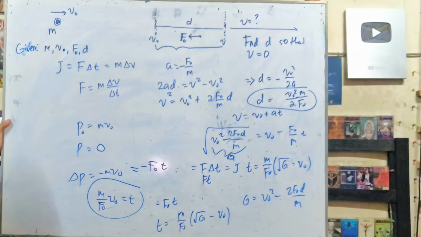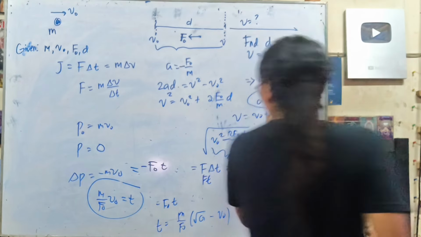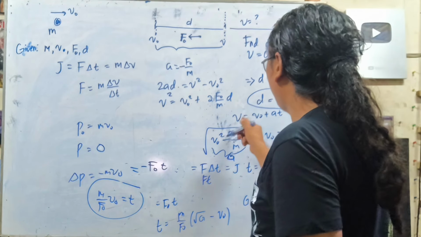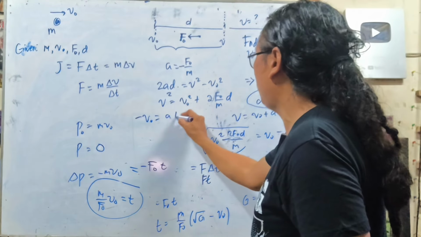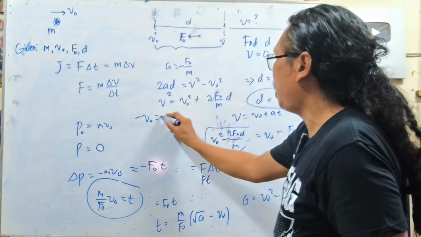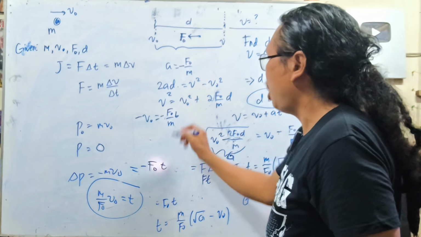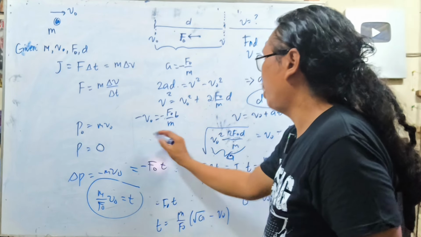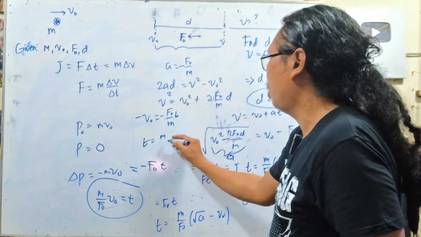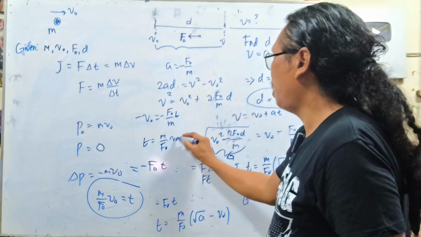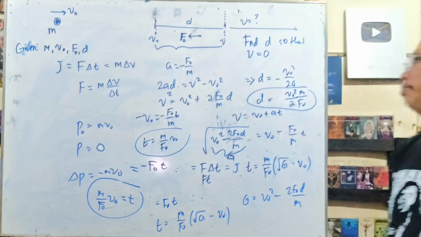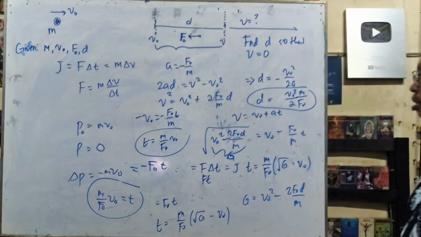And what is the impulse? The impulse is this, mv naught. Okay, if I solve it using purely kinematics, so this is 0. So you have now minus v naught equals at. But what is a? This is minus f naught over m. I would still get this one. So t is equal to m over f naught times v naught. You get the same. Okay?